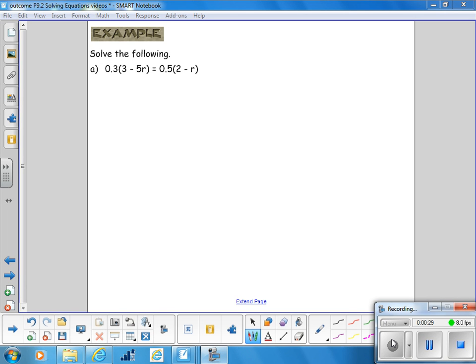And if we think about order of operations, we need to get rid of those brackets and deal with them first. So what we're going to do is use the distributive property, and distribute the value in front of the parenthesis into it. So 0.3 times 3 is 0.9, and then 0.3 times negative 5r is negative 1.5r, equals 0.5 times 2 is 1, and then 0.5 times negative r is negative 0.5r. So we've just used the distributive property to eliminate the parentheses.